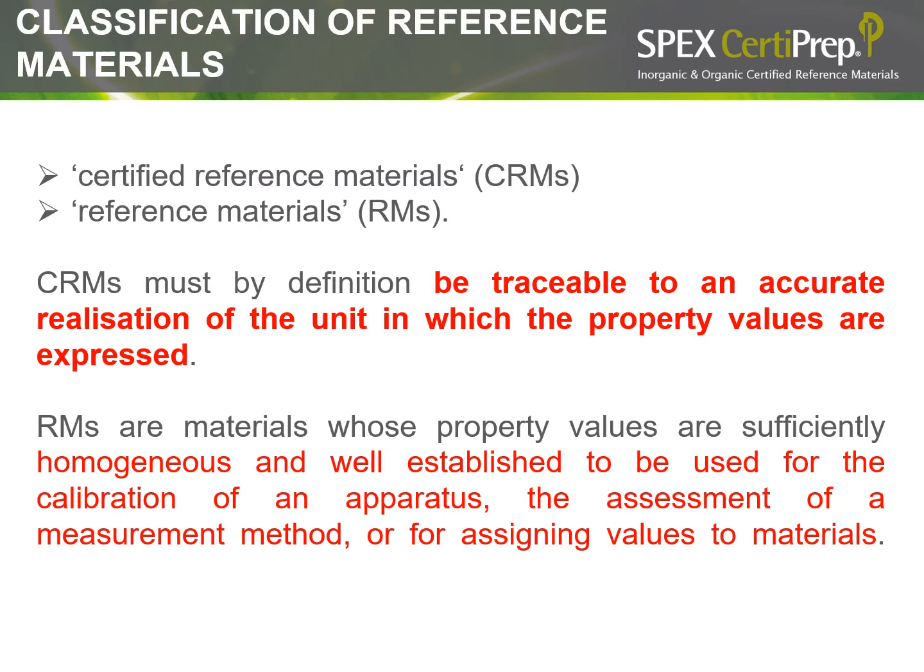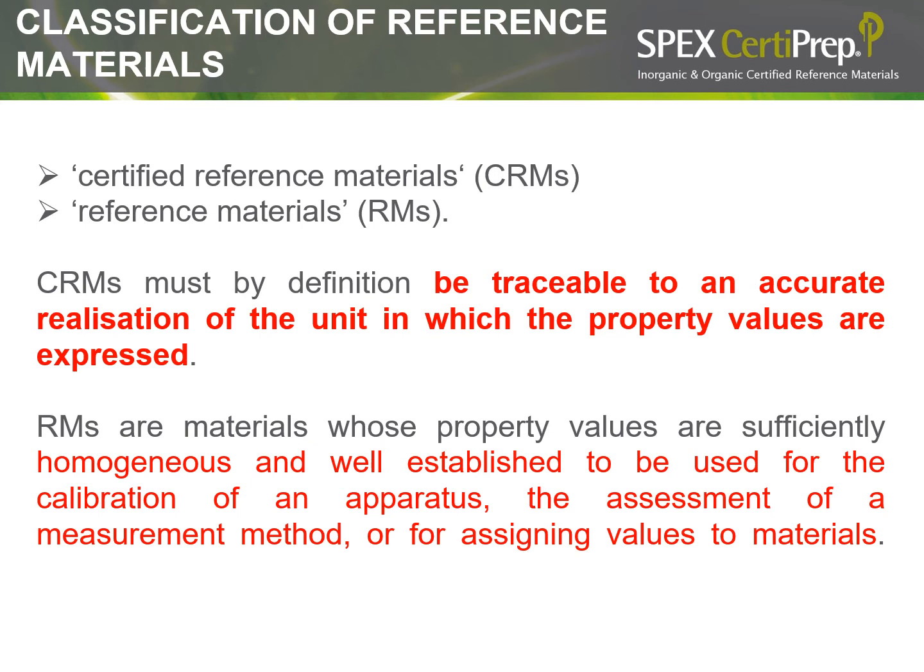So class, let's move to the classification of reference materials. Basically, certified reference material and reference material. The difference is that a certified reference material can be traceable to an accurate realization of the unit in which the property values are expressed. That is for the CRMs. An RM is a material where the property values are sufficiently homogeneous and well established to be used for the calibration of apparatus, assessment of the measurement method, or for assigning values to materials.